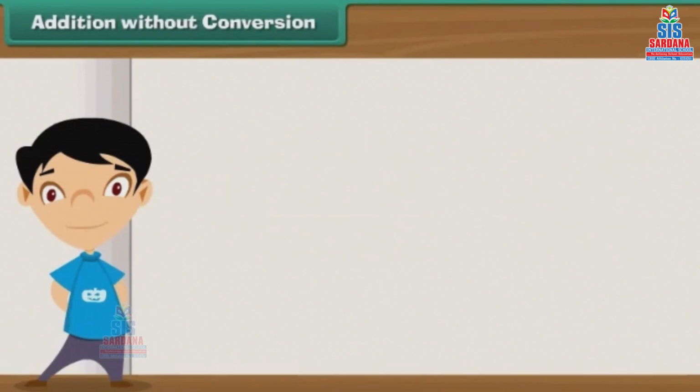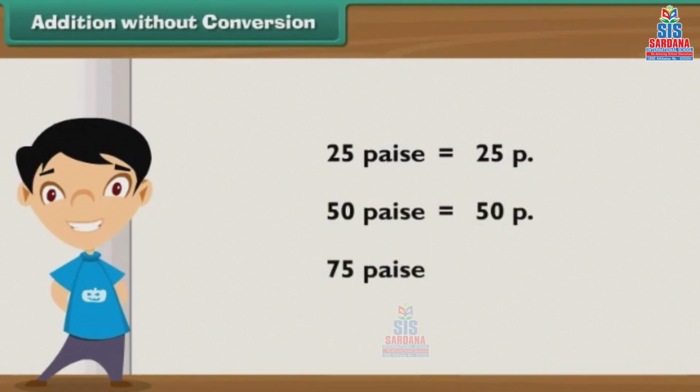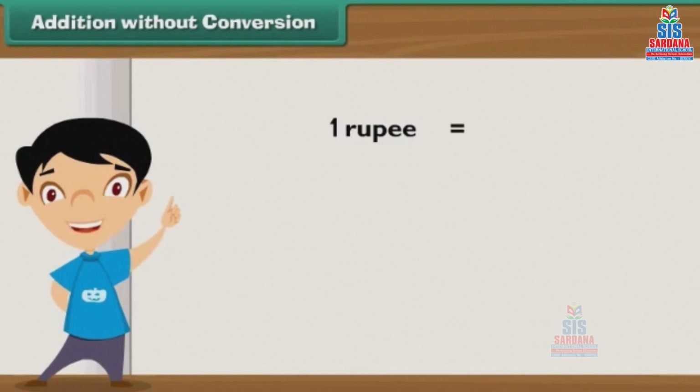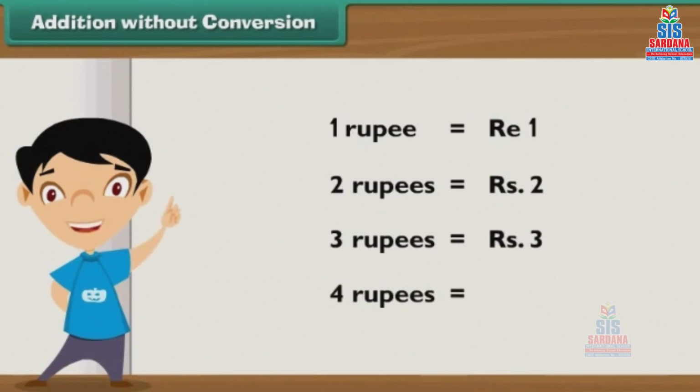Addition without conversion. We can write 25 paise as 25p. In the same way, we can write 50 paise as 50p and 75 paise as 75p. We can write 1 rupee as rupee 1. In the same way, 2 rupees can be written as rupees 2, 3 rupees can be written as rupees 3, 4 rupees as rupees 4, and so on.